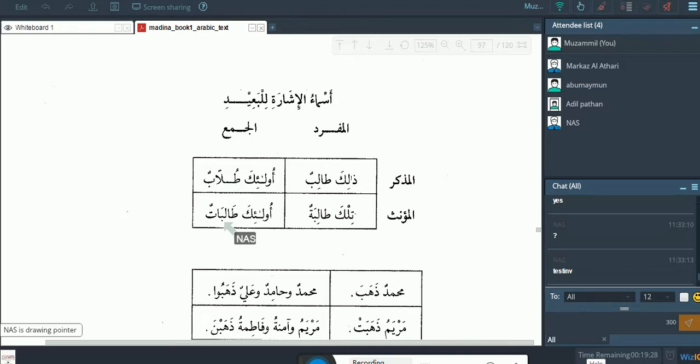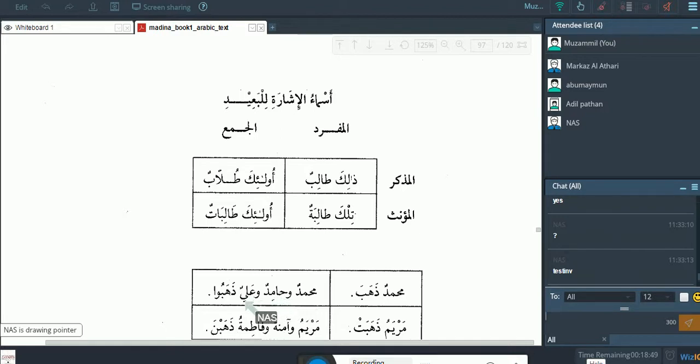So one thing that was noticed in this lesson was that أولئك is used for both مذكر and for mu'annath, same as هؤلاء. So أولئك طلاب and also أولئك طالبات. Indeed. The second thing that they were teaching us in this درس الثالث عشر was the plural of the verbs in the past tense.